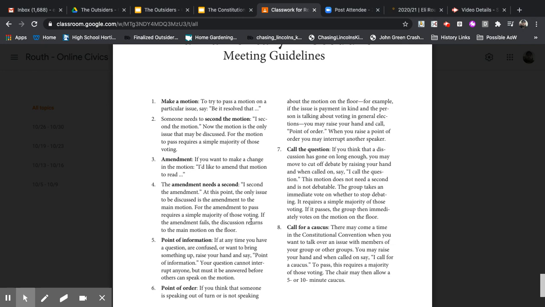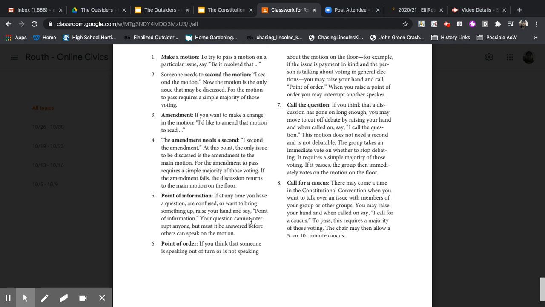The amendment also would need a second. So someone would have to second the amendment. At that point, if an amendment has been proposed and seconded, it will be the only issue that can be discussed, the amendment to the main motion. So you can see how it's a logical progression of order that the meeting would go on. This just keeps people from talking about a bunch of random stuff and keeps us focused on the task at hand.